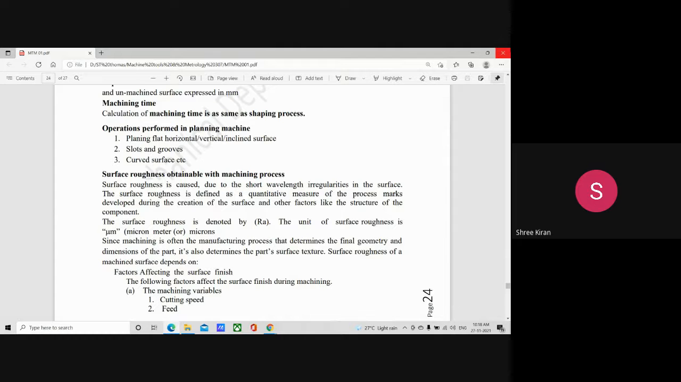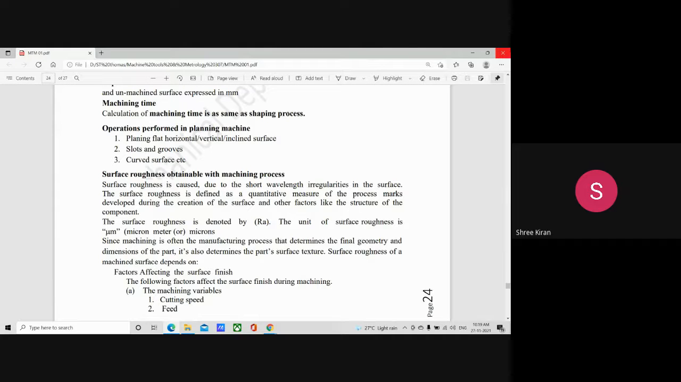Now, surface roughness is caused due to short wavelength irregularities in the surface. The surface roughness is defined as a quantitative measure of the process marks developed during the creation of a surface, and other factors like the structure of the component will be considered.